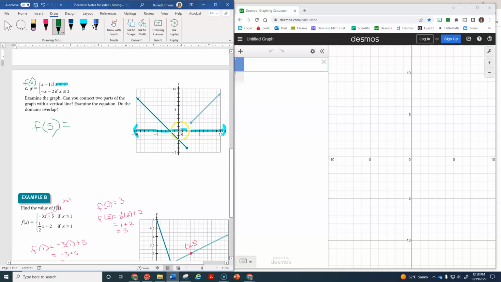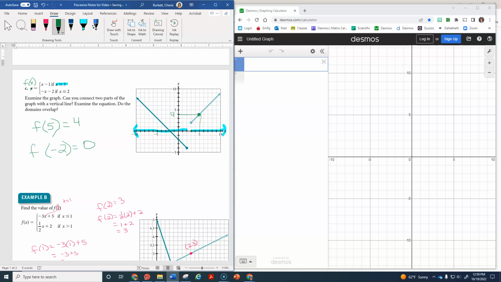We find f of 5 by going over here to the 5 and then going to where we are on our function. There we are right there. So the y value, when the x value is 5, the y value is 4. So f of 5 right here is 4. Let's do another one. Let's do f of negative 2. Okay, so let's go to negative 2 on the x-axis. Negative 1, negative 2, and we don't have to go anywhere because we're on our line right there. So the y value when x is negative 2 is 0.